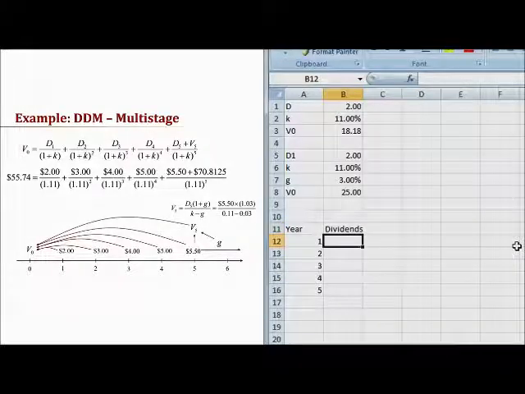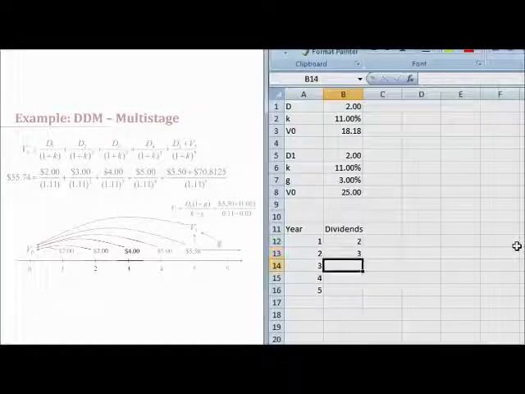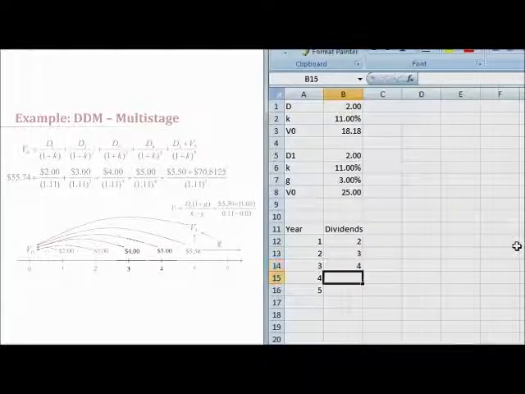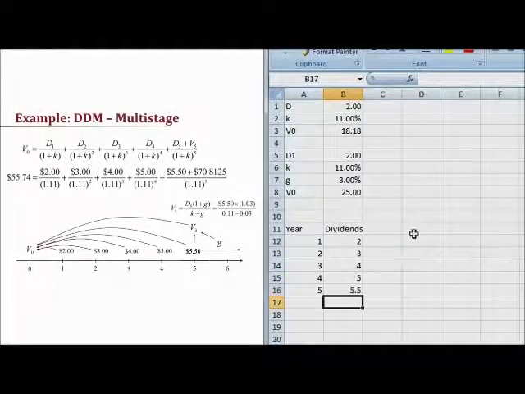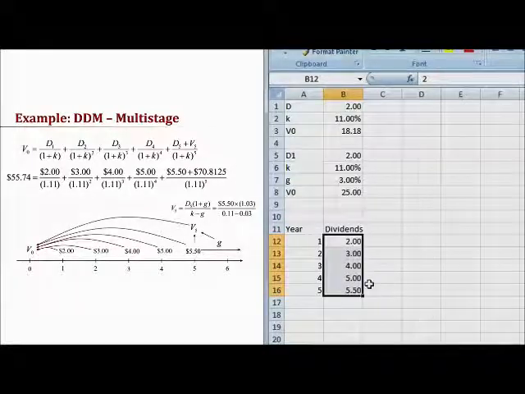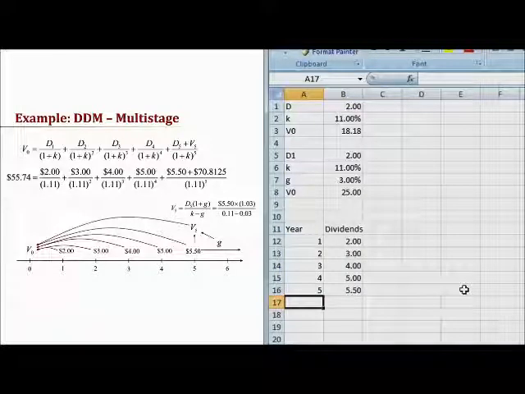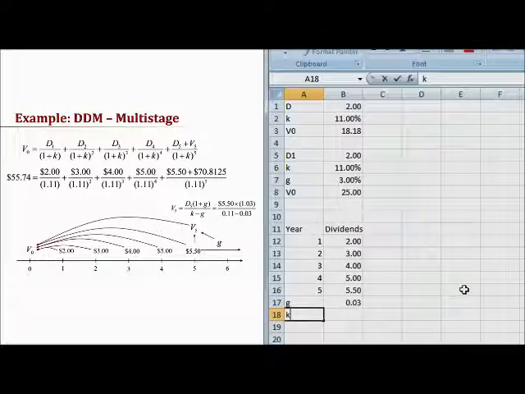So we'll start out in year 1 with a dividend of $2, in year 2, $3, in year 3, $4, in year 4, $5, and then our $5.50 dividend in year 5. Again, I'm going to just format those to express those as dollars and cents. Now, we know that beyond year 5, we're going to grow dividends at a rate of 3% per year. So let's put that growth rate in, 3%, and we're going to discount all of this at an 11% discount rate.